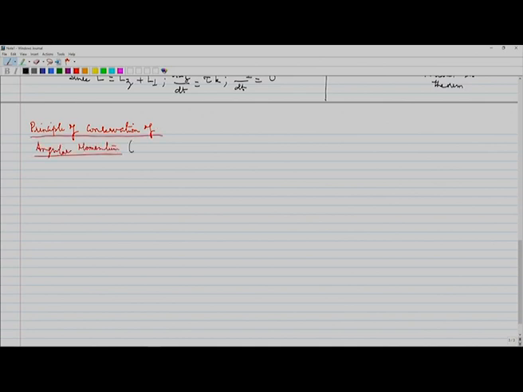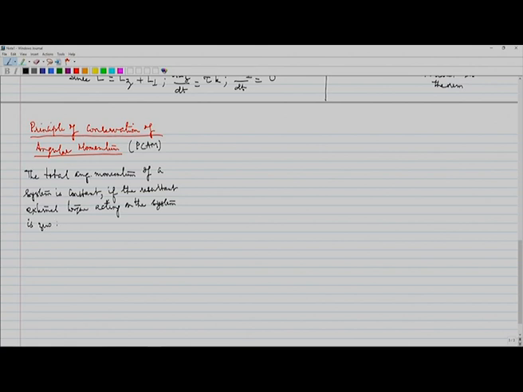This is generally abbreviated PCAM. The total angular momentum of a system is constant if the resultant external torque acting on the system is zero. In other words, it is conserved if the resultant external torque acting on the system is zero.